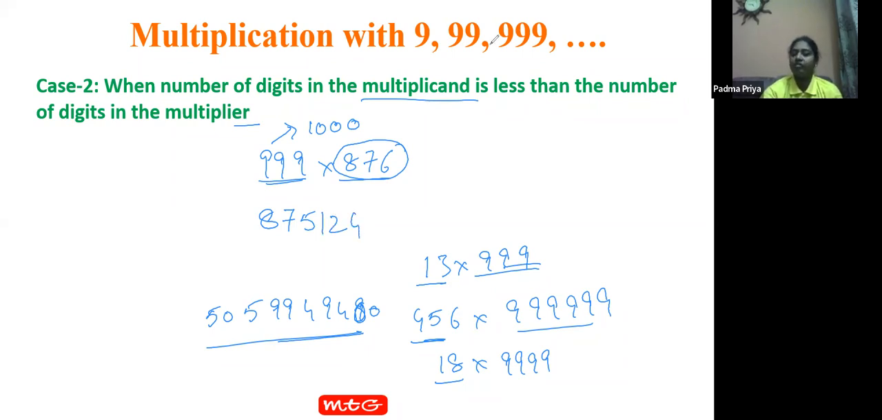Okay. The method is the same. Whether the number is this side or that side, the base should be applied for the nines only. That's all. The remaining is the multiplication.